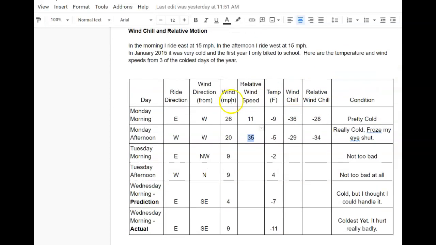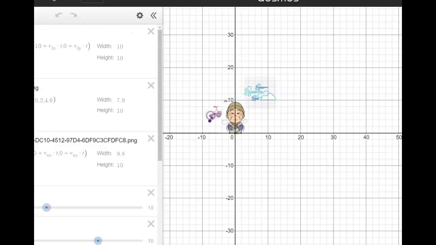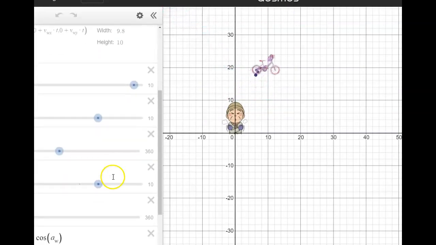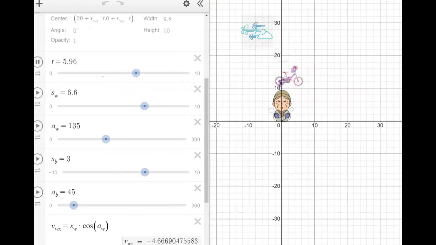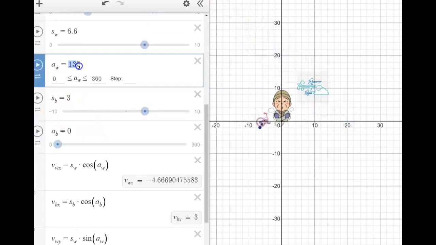So in this assignment, my bike has a speed of 15 miles per hour, and the wind has a speed of 26. So if we look at this relative motion that we just set up, I'm going to adjust this here to our case. I'll put the angle of the bike as 0, so he's going straight east on my way to work. The wind would also be going 0 because it's coming from the west. All right, so there we go. So the wind is going from the west.